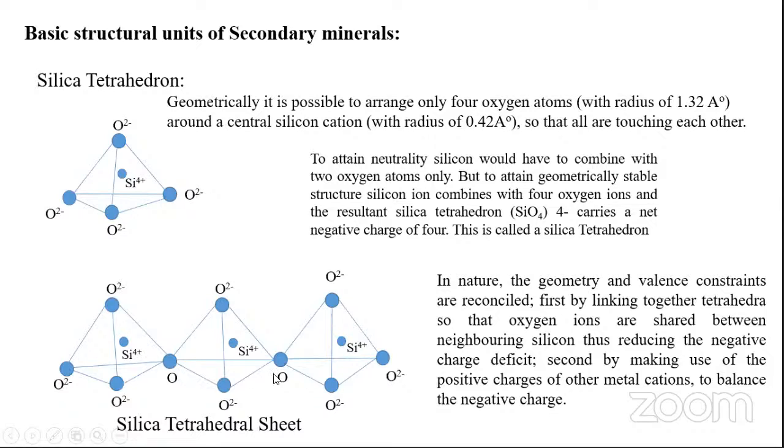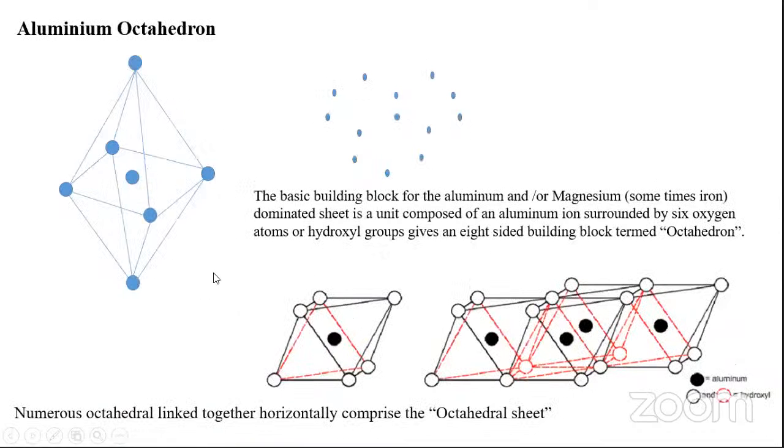So naturally we can see a long sheet. That sheet is called the silica tetrahedral sheet. This is regarding the silica tetrahedra. Coming to the next unit, students, our aluminum octahedra.